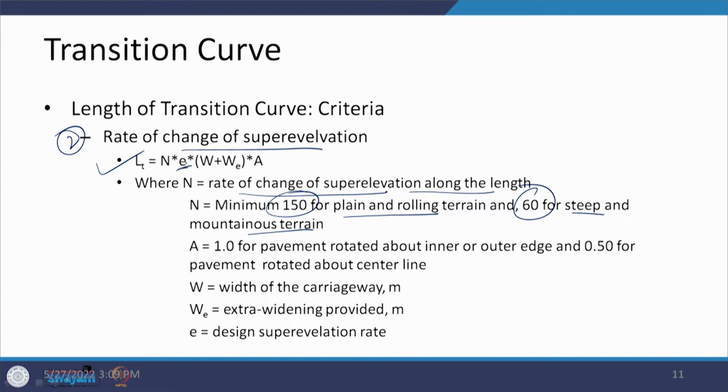E, which is being considered here, we have already discussed, it is a design super elevation rate, and it has the maximum values which we discussed as desirably we try to provide it up to 4%, but we can go to maximum 7% and in certain conditions can also use a value of 10%.